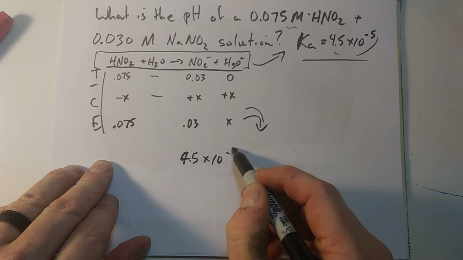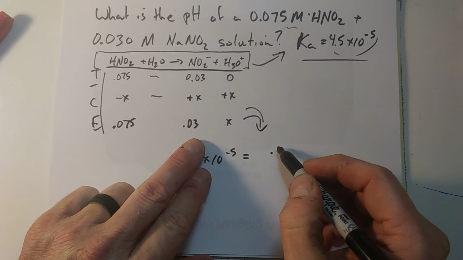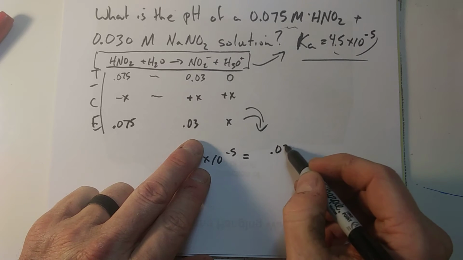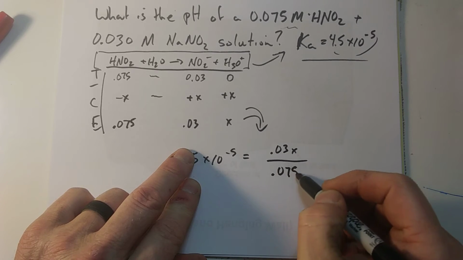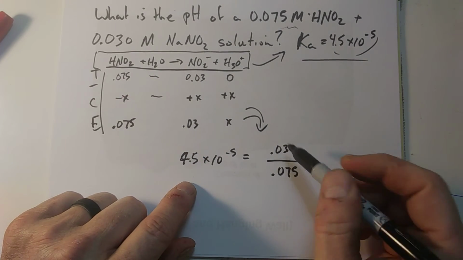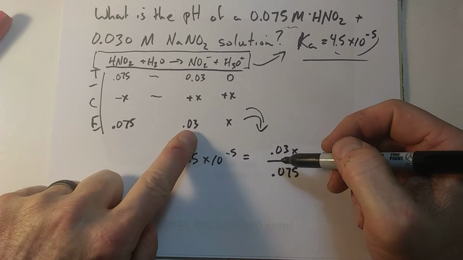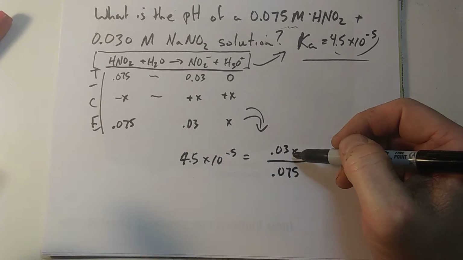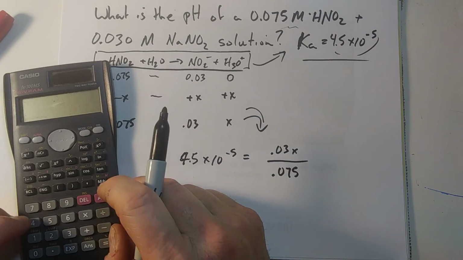The 4.5 times 10 to the minus fifth is equal to products, so we'll say 0.03 times X over 0.075. Now again, I need to make sure I'm using molarities here. Yeah, that was a molarity, not moles. This was molarity. So now we just do the math, and we'll be able to solve for X.